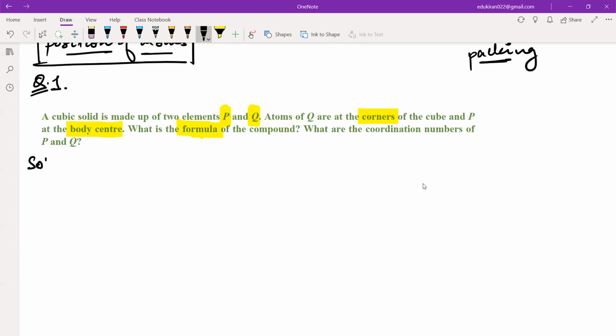Okay, so solution. Please remember, look here, don't write anything, keep your pen aside. So first is the element P. Where is P present? Tell me. Read the question, what is the position of P? At the body center.